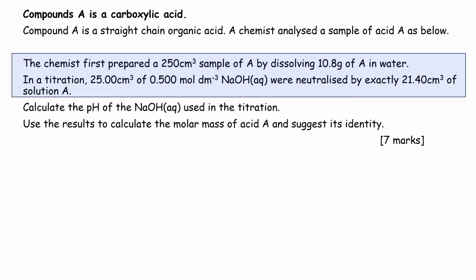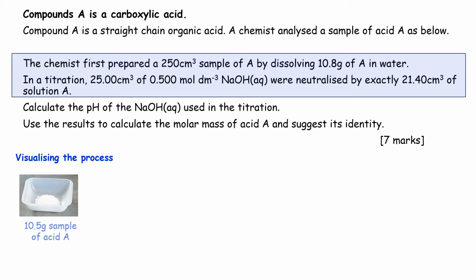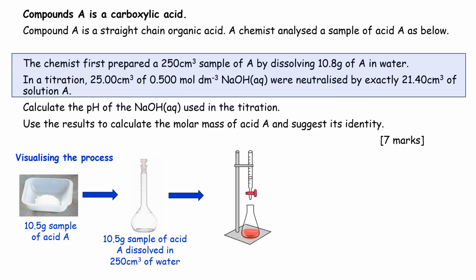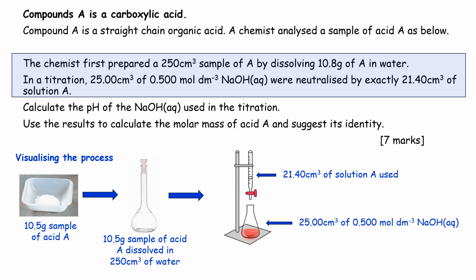So let's look at what they've given us first of all. You need to visualize the process. You start with your solid A. I know it's a solid because they've given it to me as 10.8 grams rather than a volume of liquid. Then this is put into 250 cm³ of water, and then that is titrated. Solution A is put into the burette, and in the titration 21.40 cm³ of it is used, and what it's titrated against is 25 cm³ of 0.5 mol/dm³ NaOH.